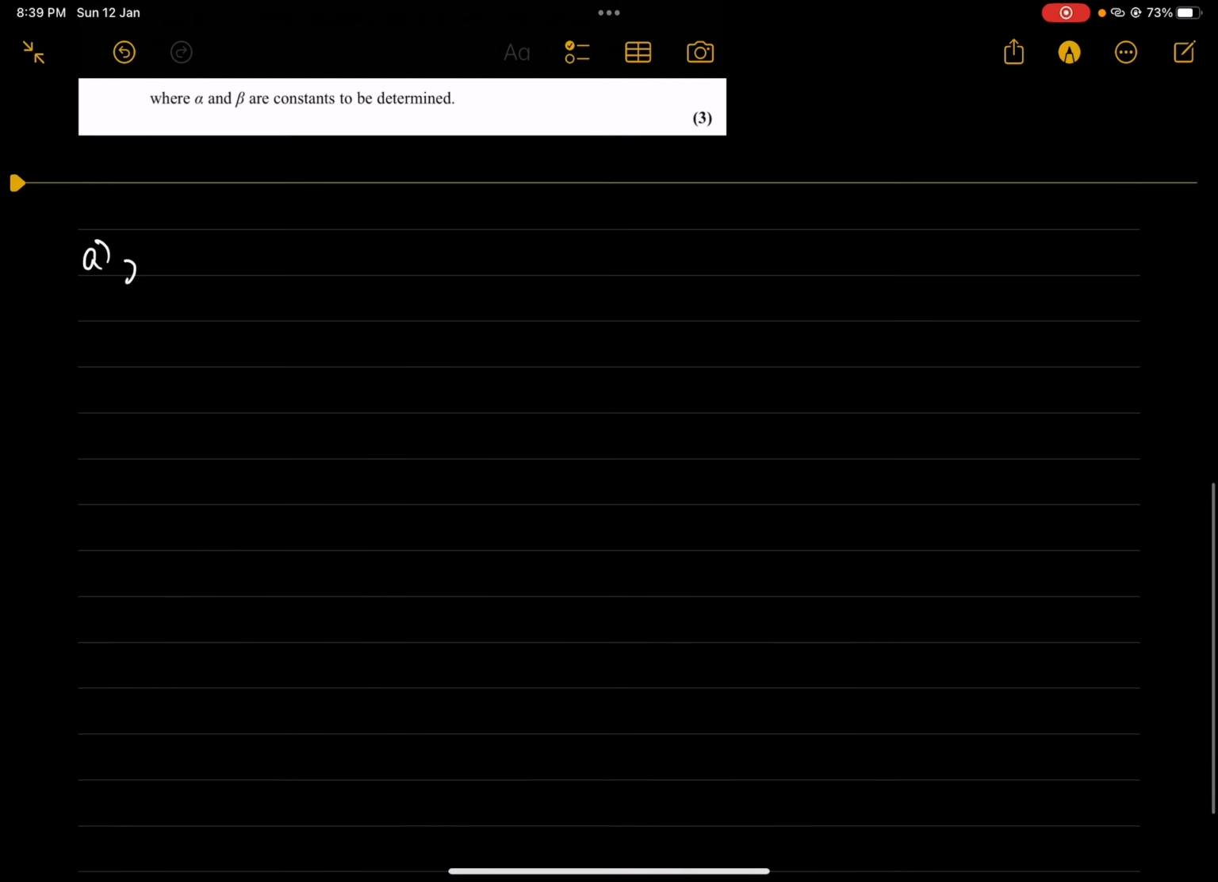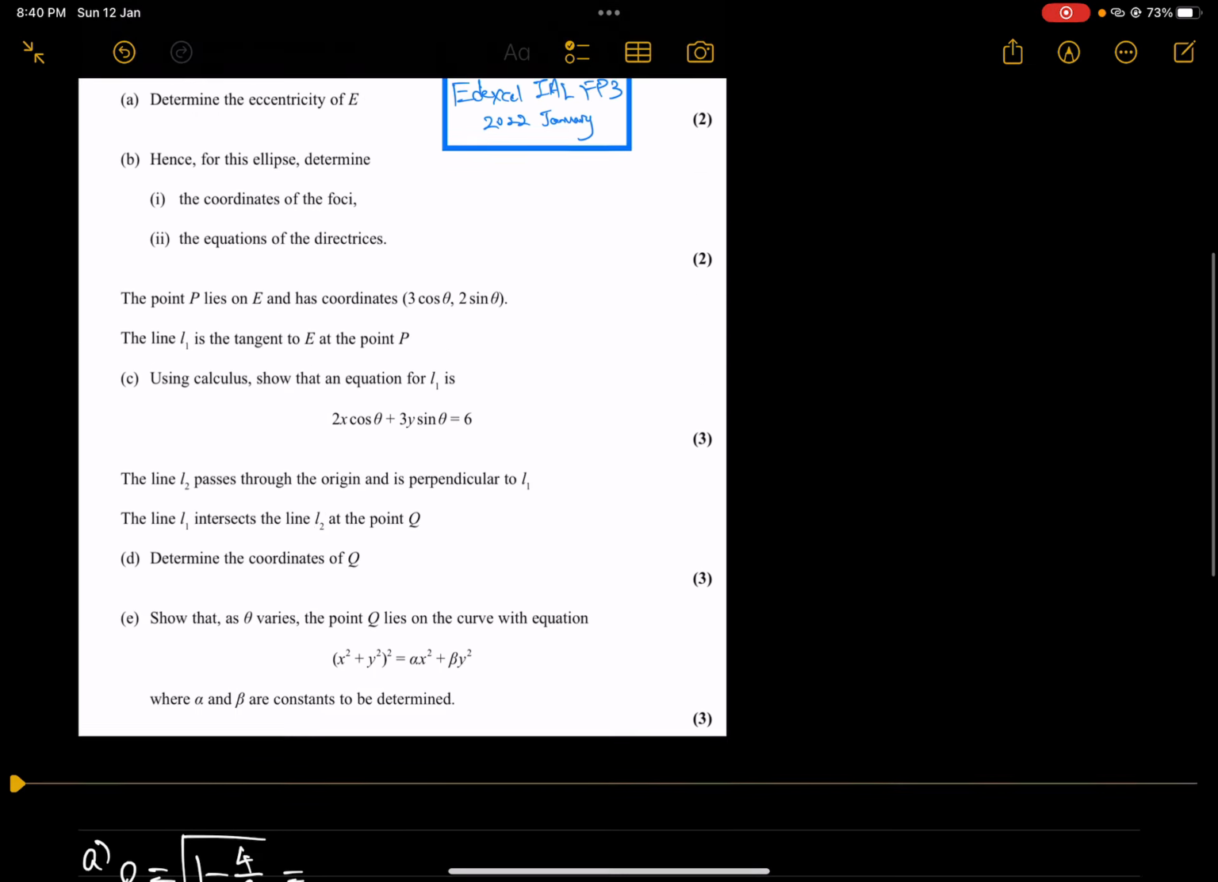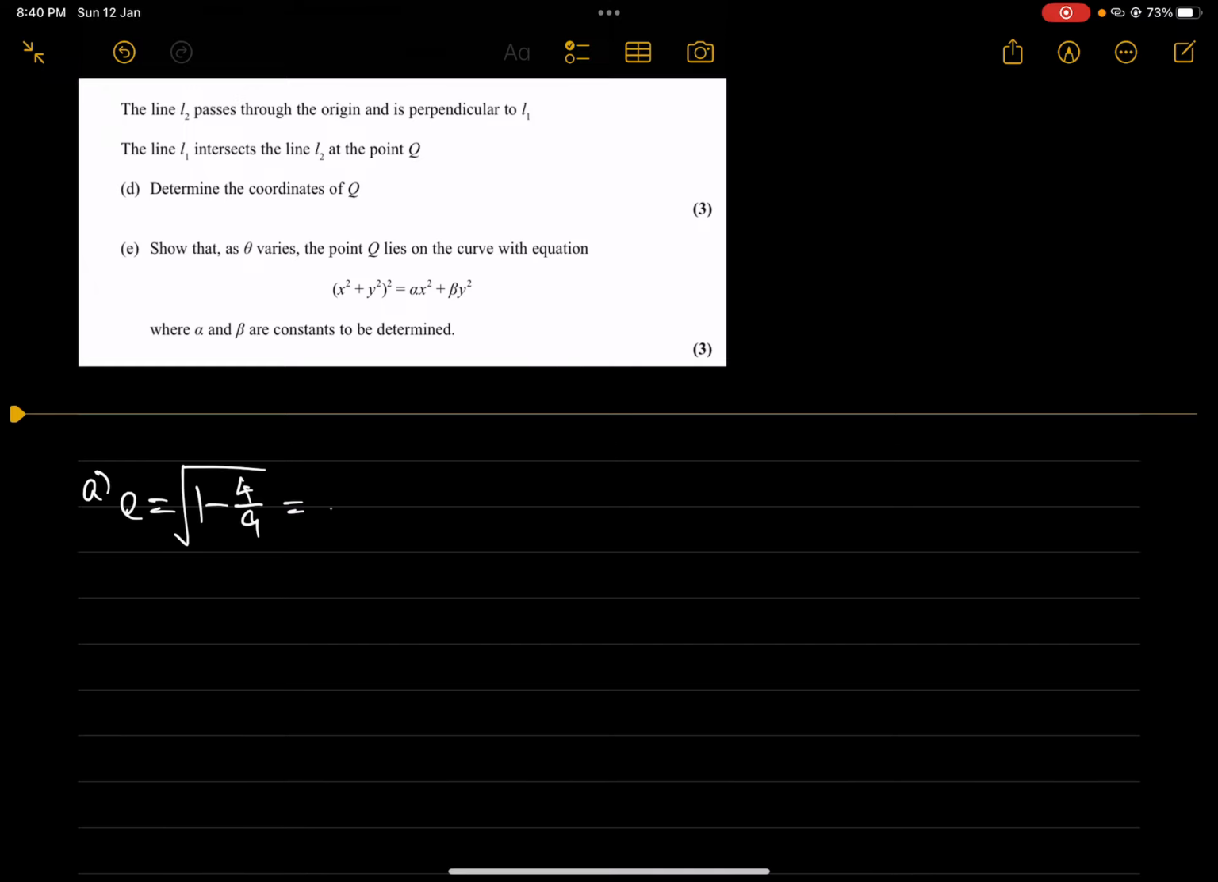Part A is to find e, which is basic. It's just given from the equation, which means we have root 5 over 3.